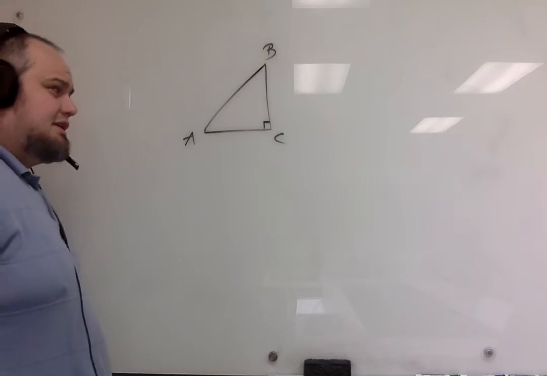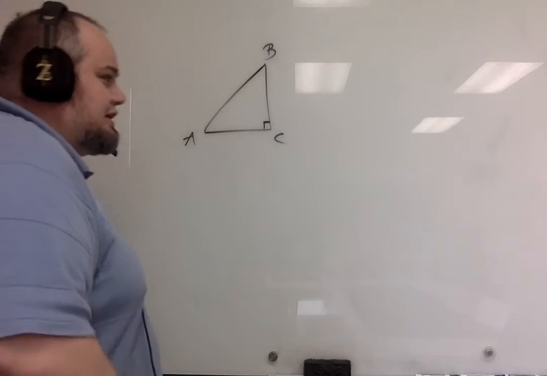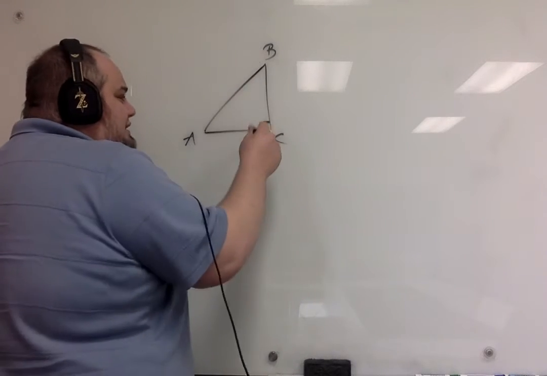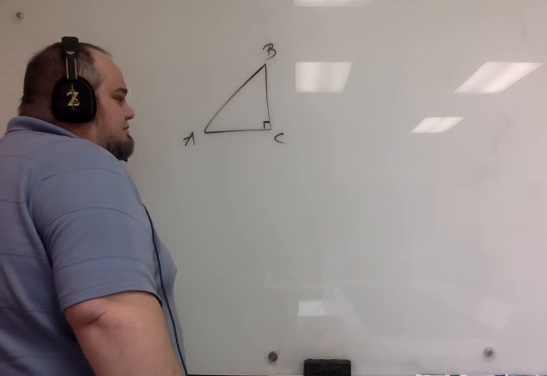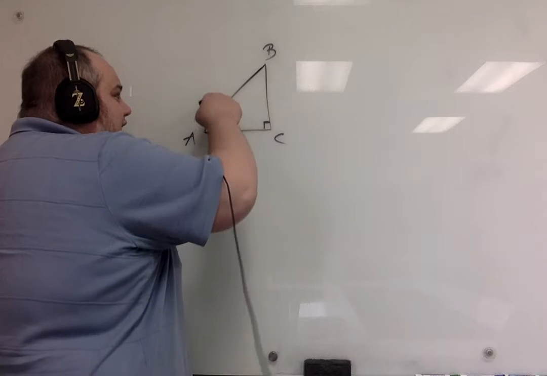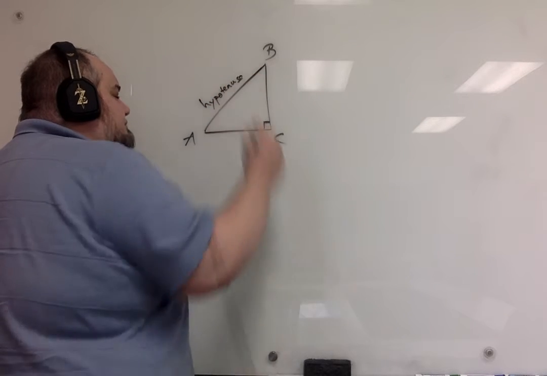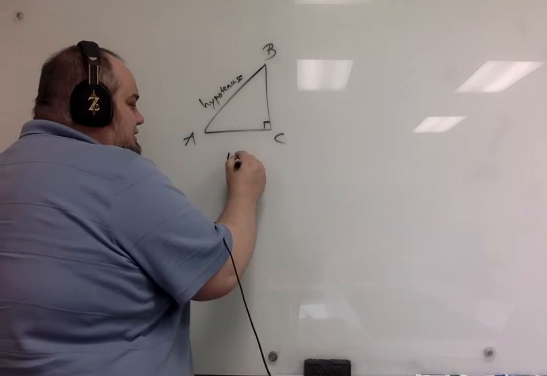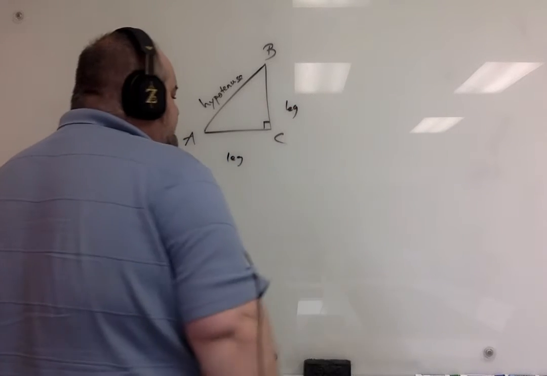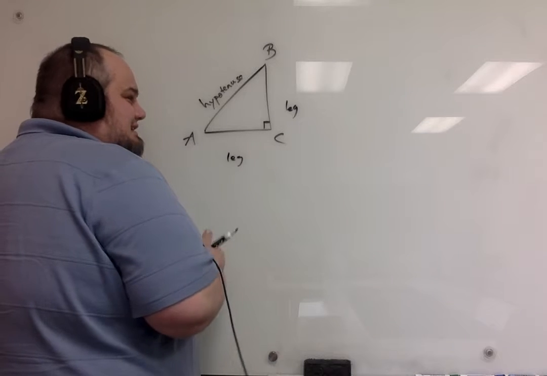So today we're going to be talking again about right triangle trigonometry. So here's our right triangle. We have angle A, angle B, and angle C, which is our right angle. And then, of course, we have our two legs and the hypotenuse. So there's our sides. This is one leg. This is another leg. And the other day we talked about finding the sine.